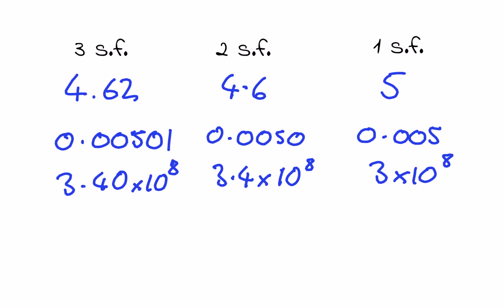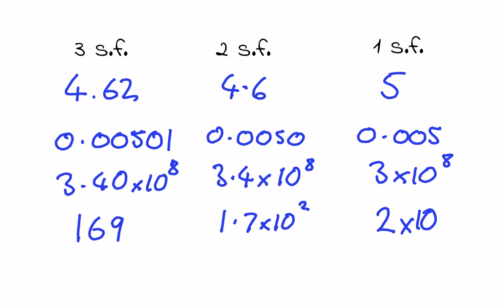And in this final example, I'm going to choose the number 169. Now, when I write this in 2 significant figures, I'm going to have to go to standard form. So that would become 1.7 times 10 to the 2. And if I wanted to write this as 1 significant figure, this has to become 2 times 10 to the 2. Why are we writing it in standard form?